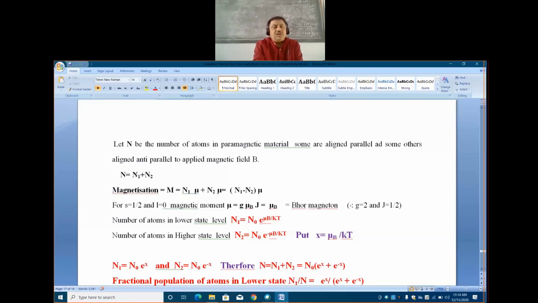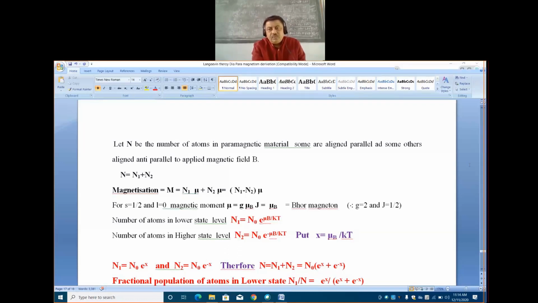Therefore, N is equal to N1 plus N2. Then magnetization M is equal to N1 mu plus N2 mu, and in the other direction it is negative. In the upper state it is positive, in the lower state it is negative. Therefore, it is minus N2 mu. So, therefore, N1 minus N2 into mu is the magnetization.